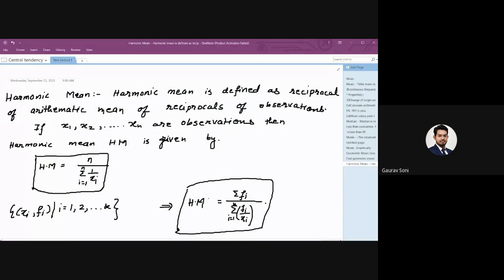Now, today's homework. Find a relation between arithmetic mean, geometric mean, and harmonic mean. We'll have to study all the cases under which what happens, and then we'll discuss this in the next lecture.